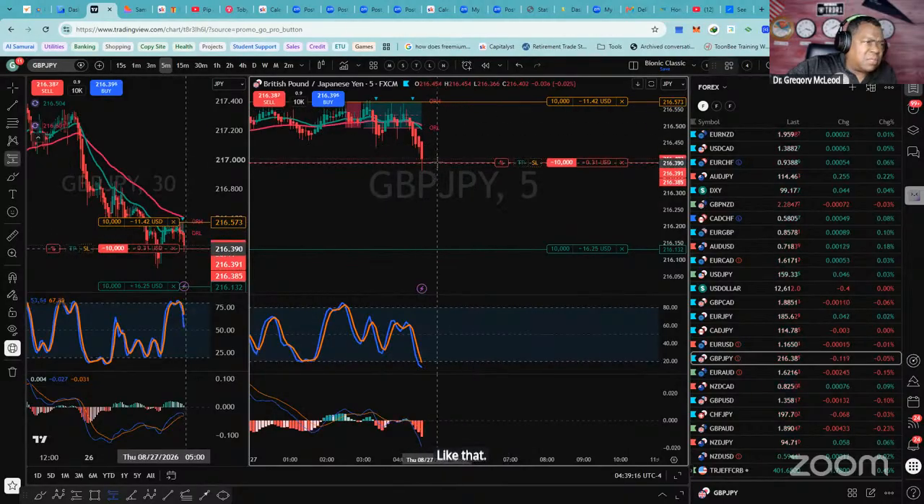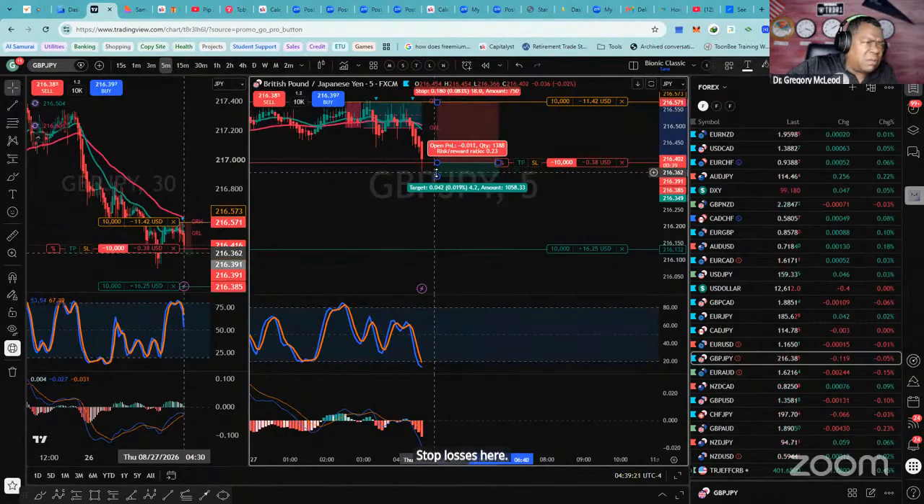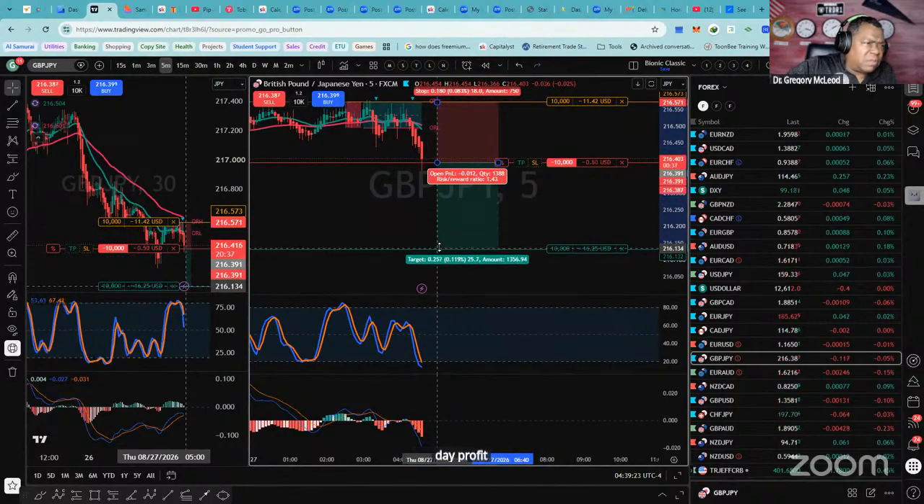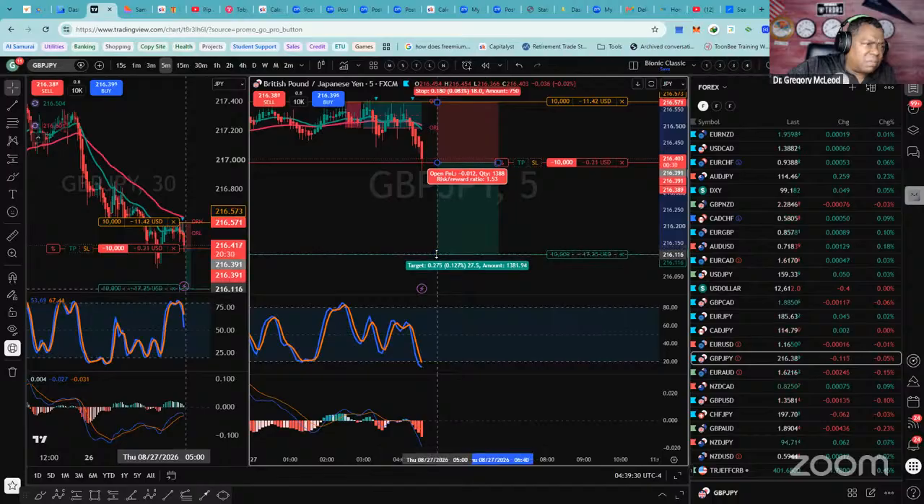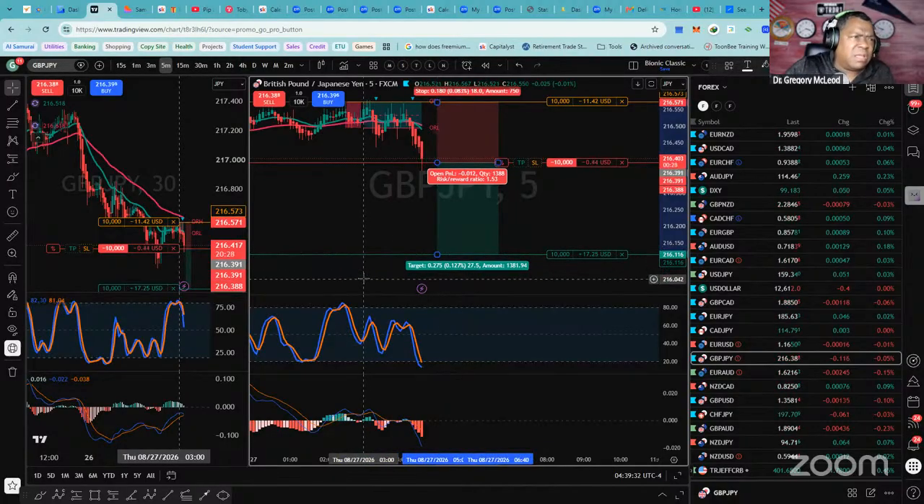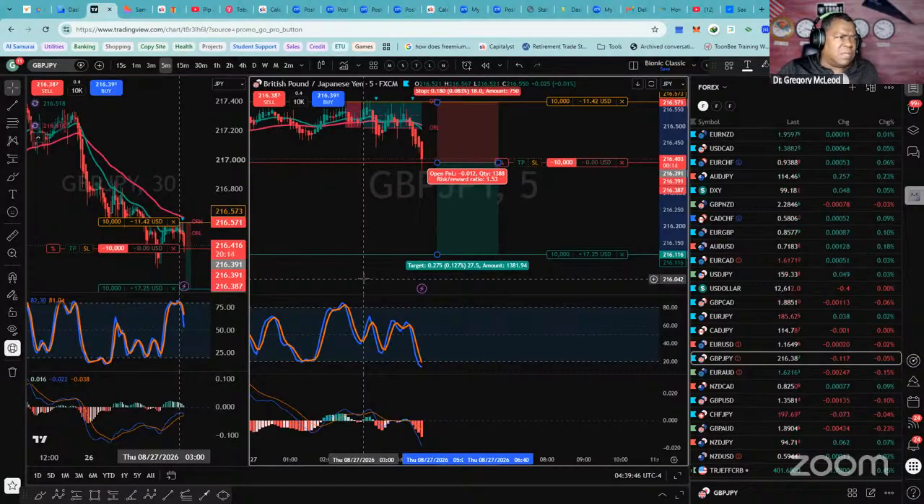So my entry is here. Stop loss is here. Take profit is here. Okay, so I can go a little bit more. Okay, so we got short 216.40, take profit at 216.11, stop loss 216.57. Let's see if it continues.